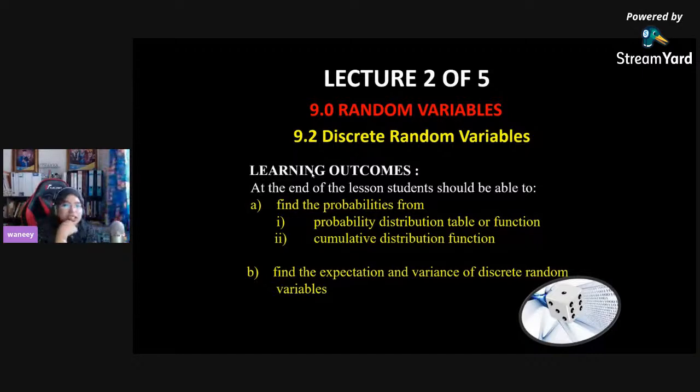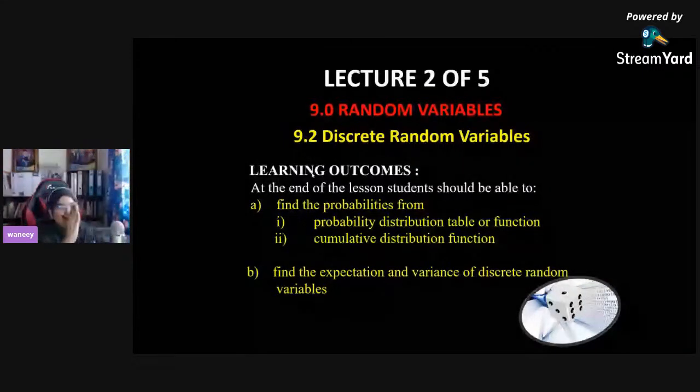Okay, so the second one, we are still at the discrete random variable. So at the end of the lesson, you should be able to find the probability from probability distribution table or function. So if let's say I give a distribution table, how can you find the probability for each of the x? And then from the cumulative distribution function, how can you extract that information? Okay, so the second one, find the expectation and variance of a discrete random variable. So yang A tu macam yang lecture tadi sebenarnya. Yang baru sikit expectation dengan variance tu lah.